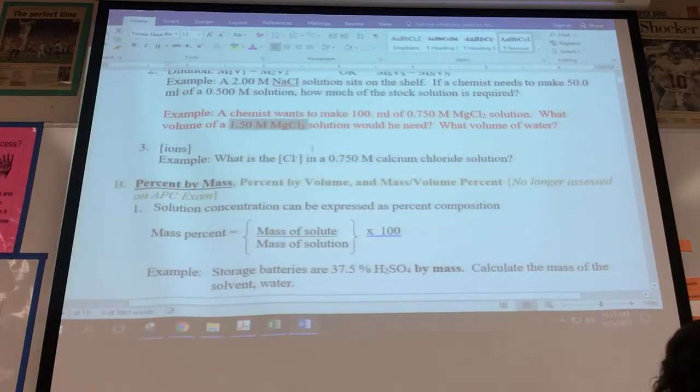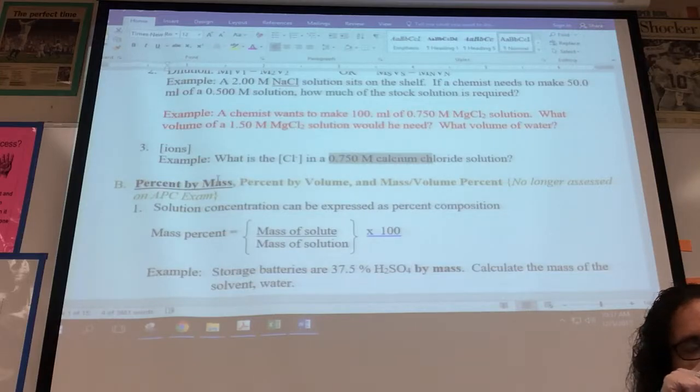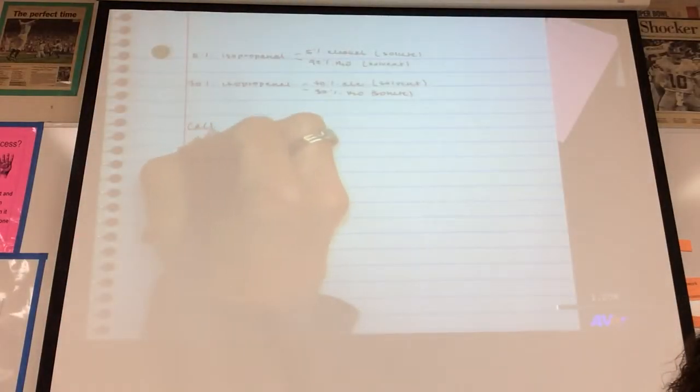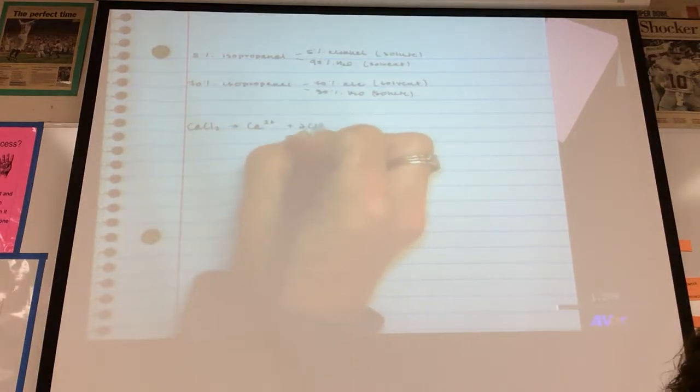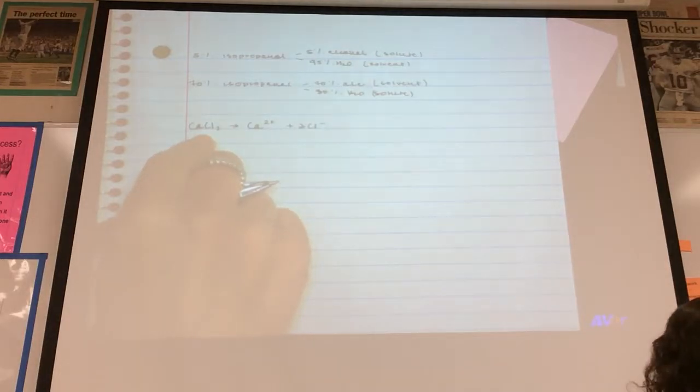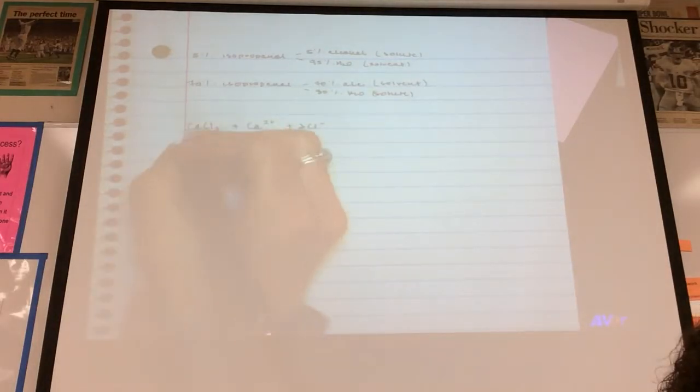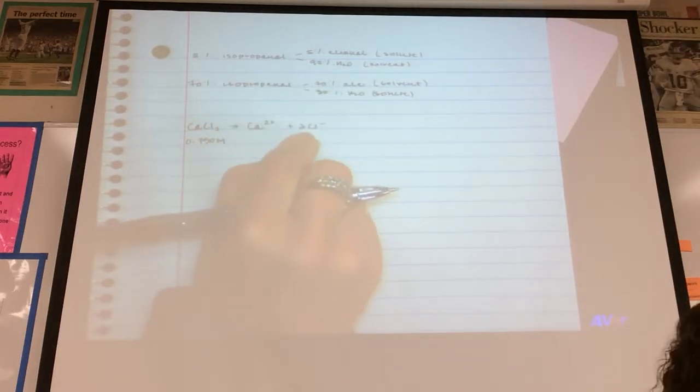This one also is very, very simple. It says, what is the concentration of chloride ion in a 0.750 molar calcium chloride solution? How do you formulate calcium chloride? CaCl2. So how many chloride ions per every 1 mole of calcium chloride? 2. Right. So if you have calcium chloride, that's 1 calcium ion and 2 chloride ions for every 1 mole of this. So if this concentration is 0.750 molar, what's this concentration?